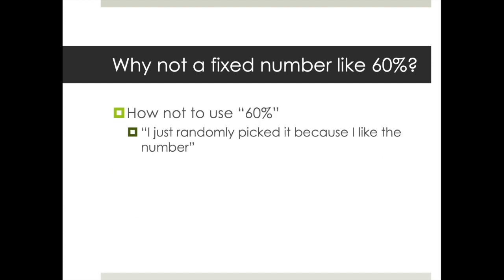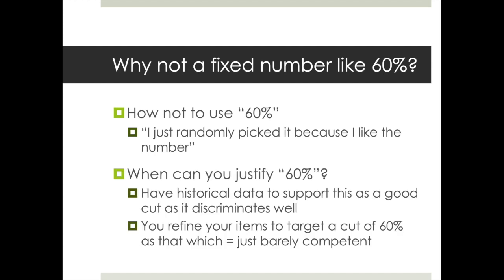Now, how not to use 60%? I just randomly picked it because I like the number. That's not defendable in any venue. Okay? However, there are still situations in which you can use a fixed predetermined number like 60%. One is you've been running the same block exam for several years and you have good historical data, program-wide, that those who fail your exam are at risk of failing others without adequate intervention. So if you have historical data to support that your cut discriminates well, that's okay.